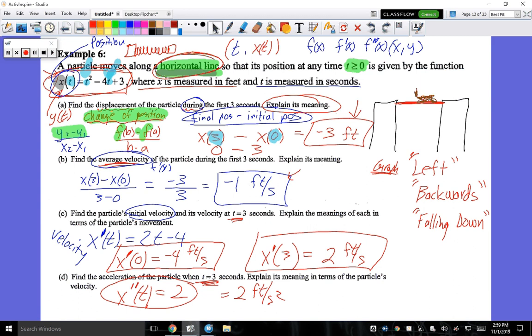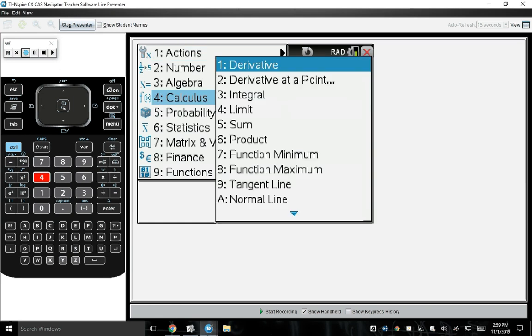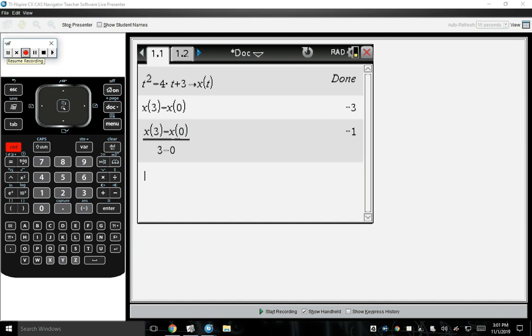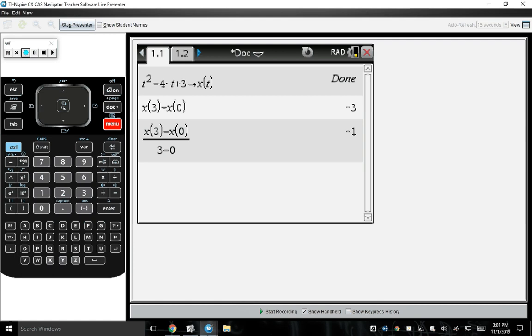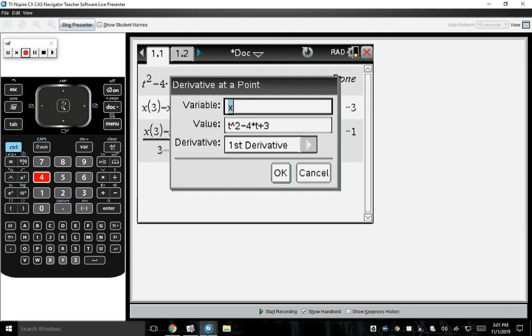Find the particle's initial velocity and its velocity at 3. It's basically just asking for x prime. So here we go, this is how we do this. Menu, 4 for calculus, 2 for a derivative at a point. Like I was saying, this is how we find the velocity at 3 and at 0 seconds. Okay, so let's try this again. Menu, calculus, that's number 4, 2 for a derivative at a point. We're going to say the variable is t and our value is 0. Okay? And yes, we want the first derivative.